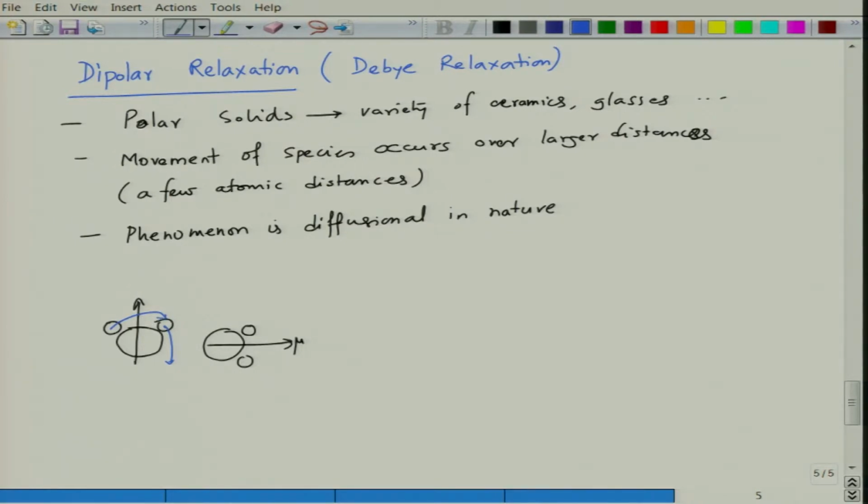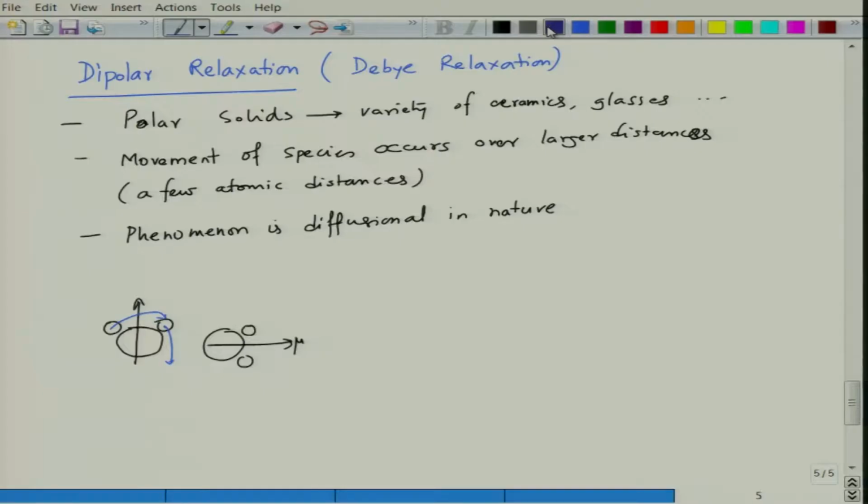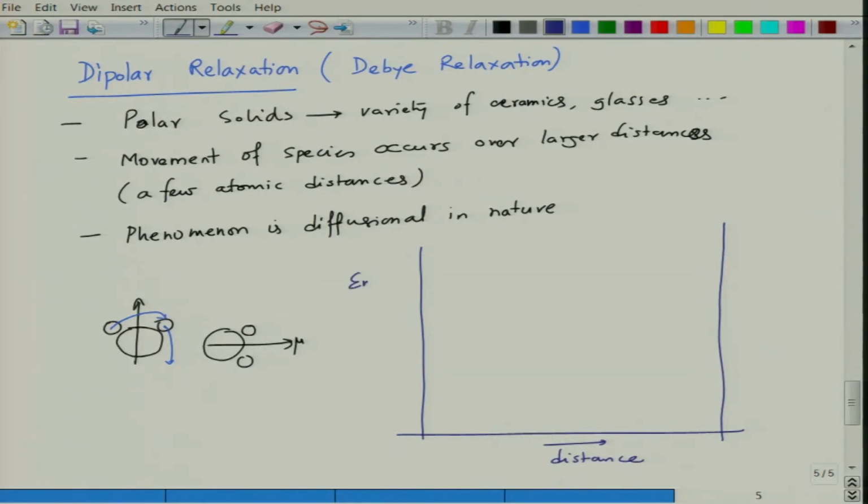So, everything has to rotate in a matrix, and this could mean the translation of atoms could be fairly large, of the order of atomic spacing or even higher. So, basically energetically speaking you can represent this process as the species overcoming several energy barriers. So, when you plot this as a function of distance, that is why these processes are diffusional in nature, or they follow Arrhenius kind of relaxation.